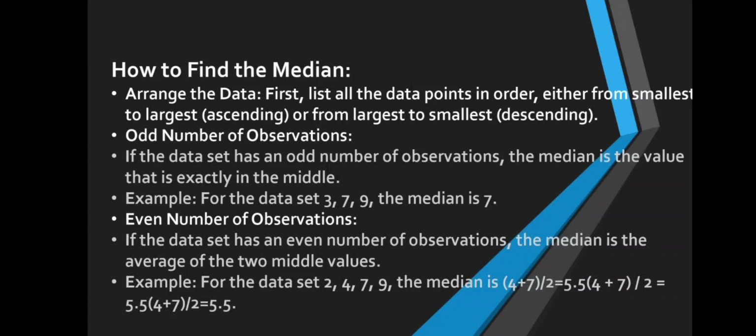Even number of observations: if the data set has an even number of observations, the median is the average of the two middle values. Example: for the data set 2, 4, 7, 9, the median is (4 plus 7) by 2 equals 5.5. Here, at first you need to sum the two middle numbers in an even number data. The even number data is 2, 4, 7, 9. So at first you need to sum 4 plus 7, then find the mean of that. 4 plus 7 equals 11, and the mean is 5.5.